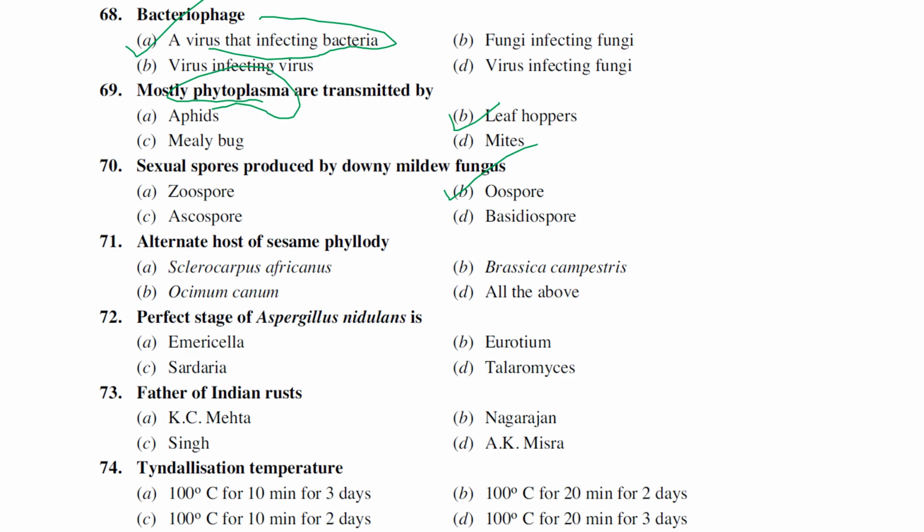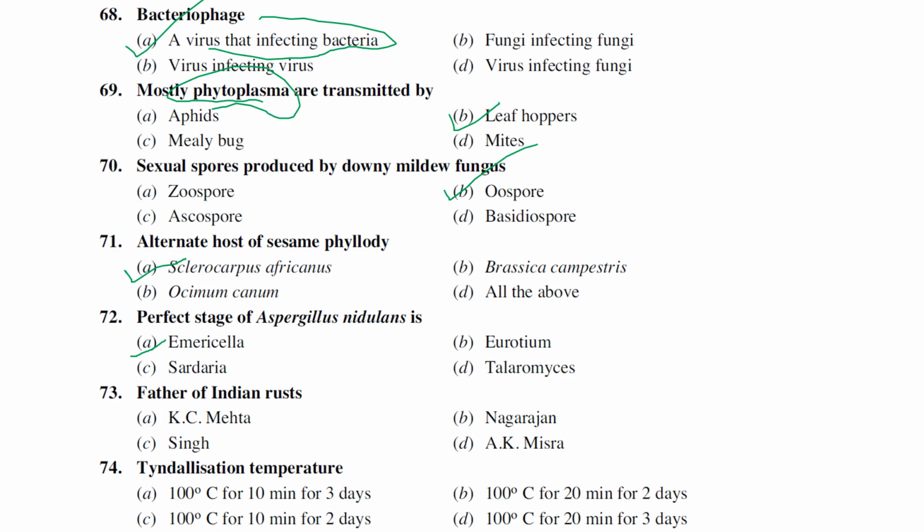Alternate host for Sesamum phyllody: Sclerocarpus africanus, Brassica campestris, Ocimum canum, and all the above. Normally, Sesamum phyllody is transmitted by the leafhopper Orosius albicinctus, and I think they have mentioned other things rather than this Orosius albicinctus. Probably the answer is Sclerocarpus africanus, I think. The next one is the perfect stage of Aspergillus nidulans. Aspergillus nidulans perfect stage, Emericella.